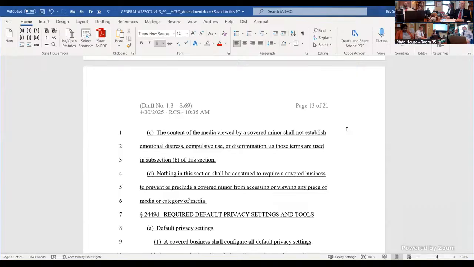So what I'm trying to say is that subsection C and D ensure that the bill is not meant to stop minors from accessing content that is R-rated or that is, for some reason, something they wanted to see. So the content and media viewed by a covered minor shall not establish emotional distress. It has to be the actual design of the service. And D, nothing in the section shall be construed to require a covered business to prevent or preclude a covered minor from accessing or viewing any piece of media or category of media.